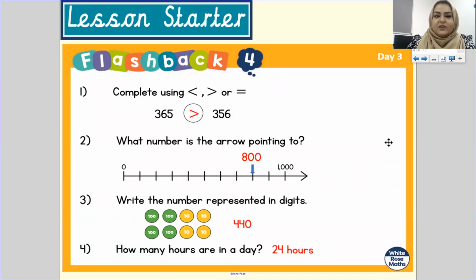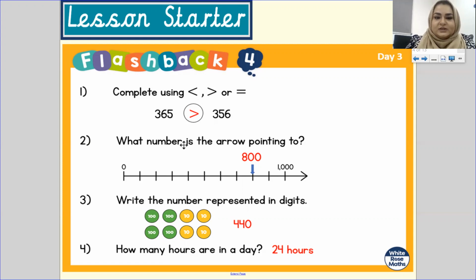Okay, so now these are the answers. So number 1 says complete using less than, greater than, or same as. So you had two numbers, 365 and 356, and you needed to use one of these signs, and you should have used the greater than sign because 365 is greater than 356.